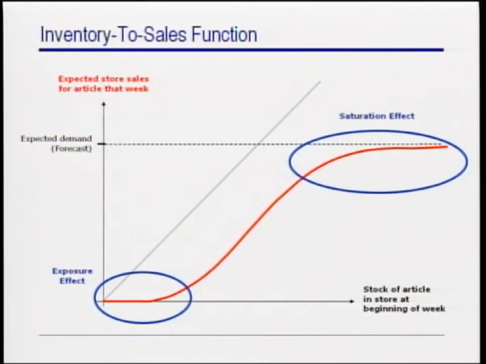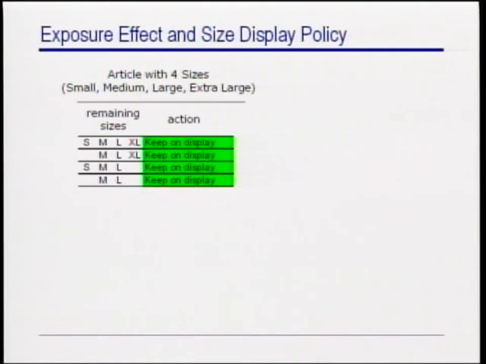At Zara, this exposure effect does not only stem from the self-advertising function of inventory, but also is due to custom inventory display policies in the stores, which I'm going to describe now. In Zara stores, the display of each article is dynamically affected by the availability of so-called major sizes, such as medium or large. In this example of an article offered in 4 sizes, you can see that as long as there's some units of the medium or the large that are left in the store, the article will remain in the display area.